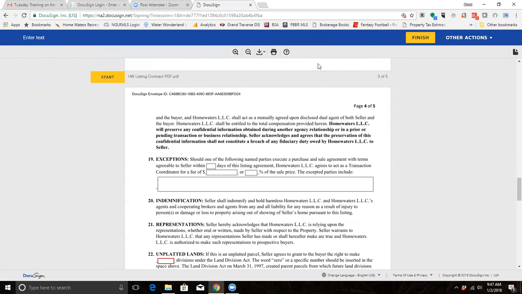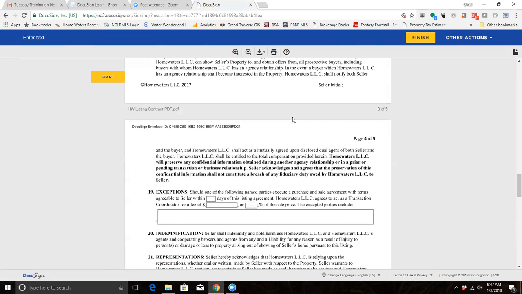The purchase agreement's the same way. You open it up, you put in the names of the people who are a party of the transaction, you hit send. It's going to go to you first to fill out, and when you complete it, it'll then automatically go to your clients. So that, in a nutshell, is how that works.